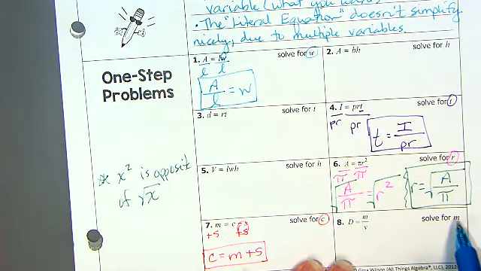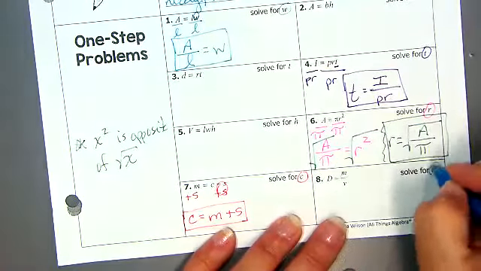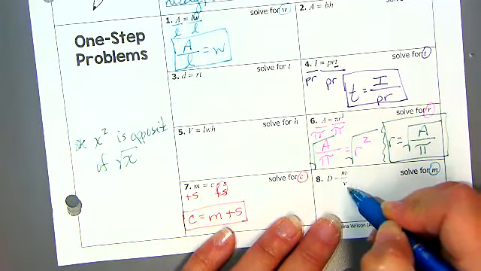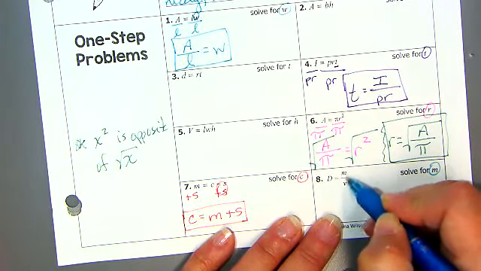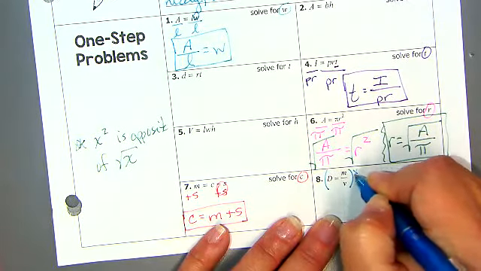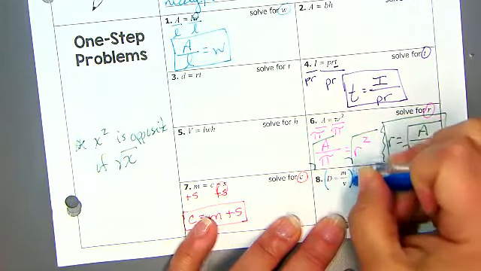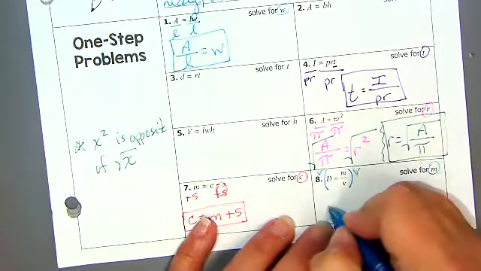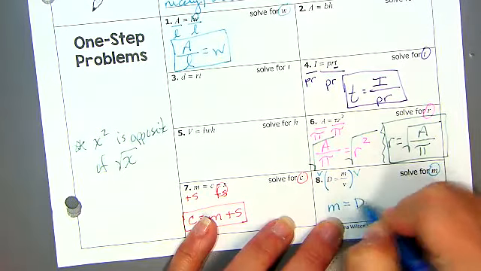I'm looking for M. How is M connected to the V? It's dividing. How do I undo division? We multiply. So I'm going to multiply by V to both sides, which means I end up with M equals dV.